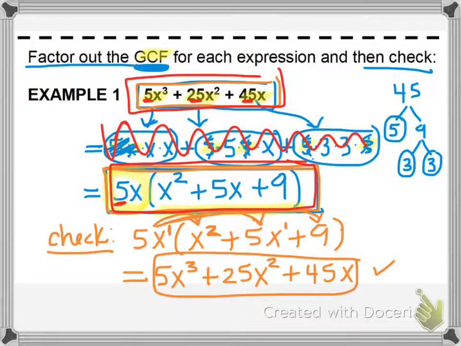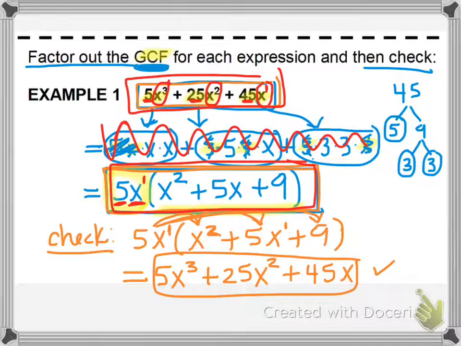Now I'm going to look at the variables. We've got x cubed, x squared, and x to the first power. The most x's that all three terms have is 1x. I can't pull out 2x's because the last term only has 1, right? So the most x's I can pull out is just this one here, and I can put the exponent if I want to or not. So that's how you figure out what your GCF is.